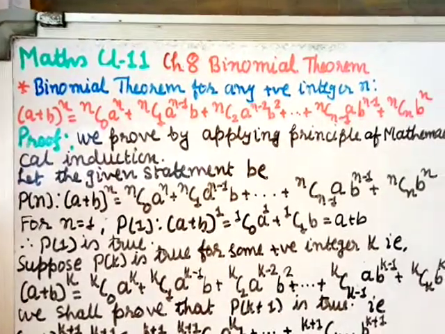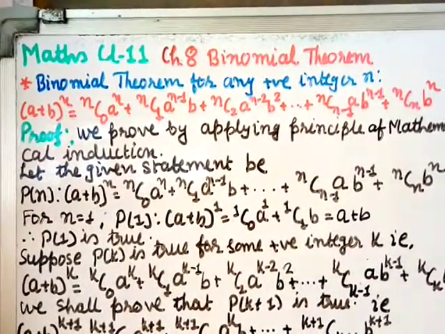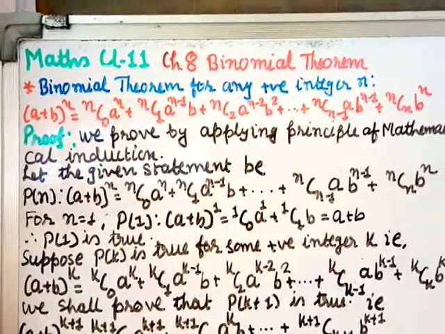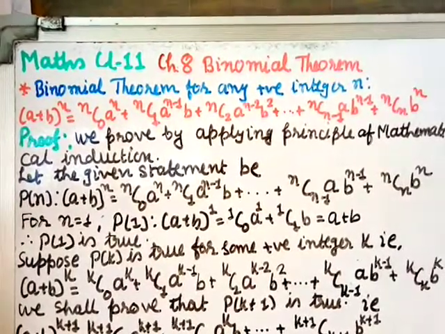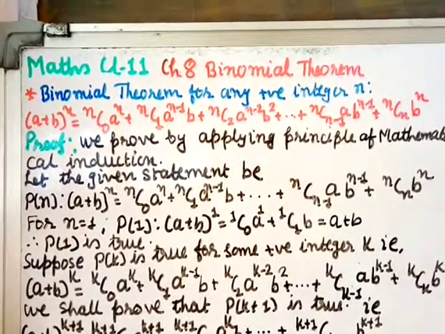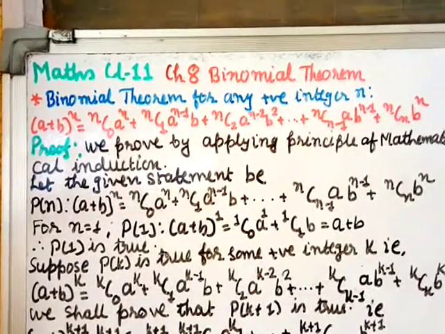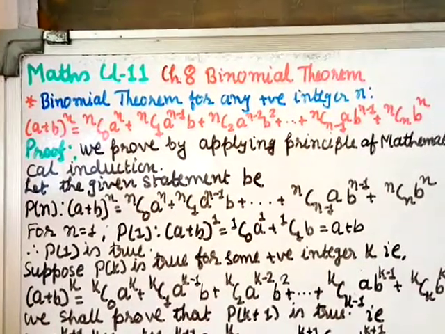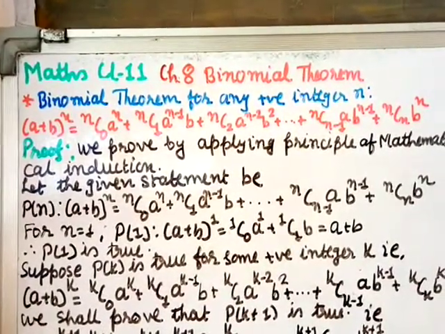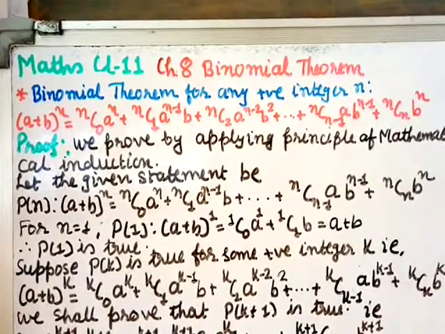Now when we use the principle of mathematical induction, we have to check first that Pn is true for n equal to 1. If it is true, then we assume that it will be true for n equal to k. And using these, we have to prove that the statement is true for P(k+1), that is n equal to k plus 1. Then the proof is done.